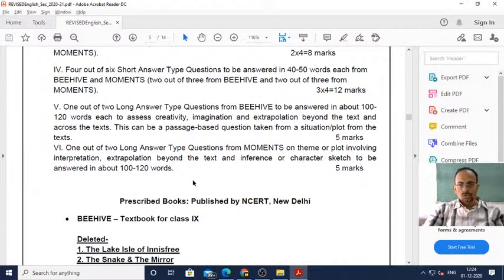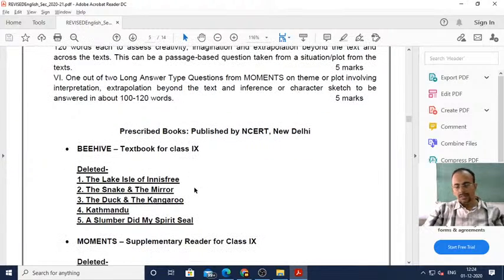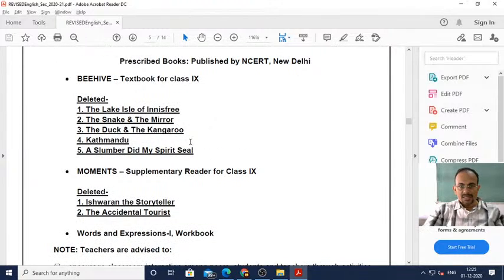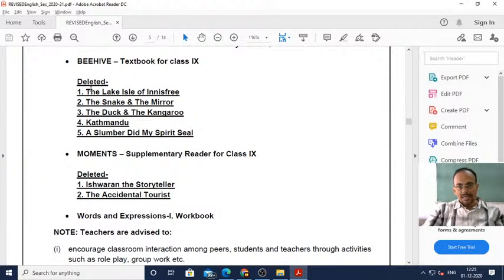Okay, so that's all about the syllabus pattern, dear students, and these are some of the lessons which are deleted by CBSE due to corona. See here, from Beehive, Lake Isle is deleted, Snake and the Mirror is deleted, Dark and the Kangaroo is deleted, Kathmandu deleted, Slumber Did My Spirit is deleted. Okay, and from Moments, Ishoran and Accidental Tourist are deleted.